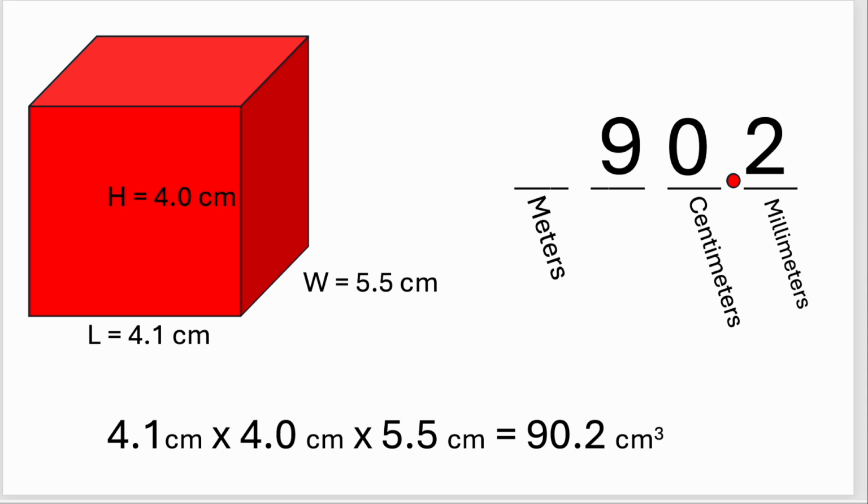Now we do the cubed, this little 3 up there behind the centimeters, because we multiplied centimeters 3 times. So if we looked up there at the top, I showed you the place value. You'll notice there's nothing in meters because we didn't have anything that was a meter, so I didn't need to worry about that. We were dealing strictly with centimeters.